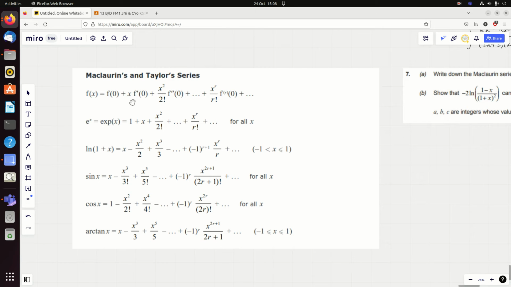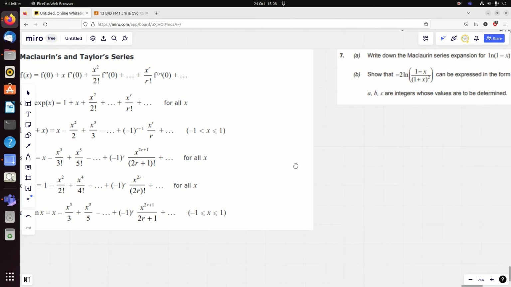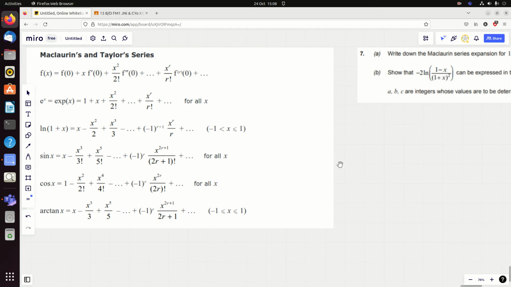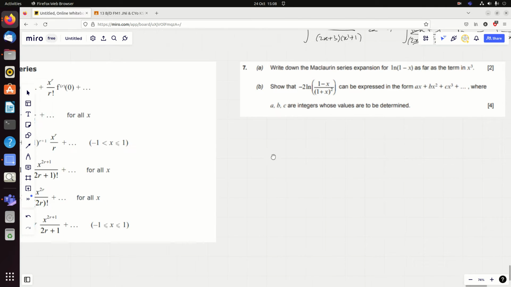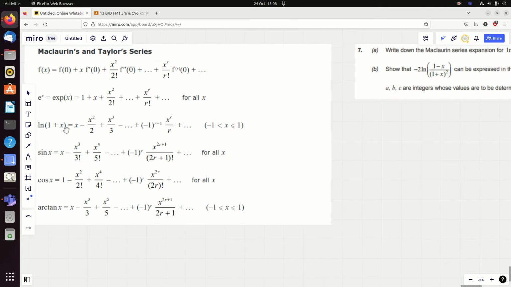Yeah, that's what I mean. You don't have to use that. You can use this standard result. So let's do it. Looking at that, they want ln 1 minus x. So I'm just going to replace all x's in there with minus x's. And I'm going to get ln 1 minus x. Right, replace that x with a minus x.